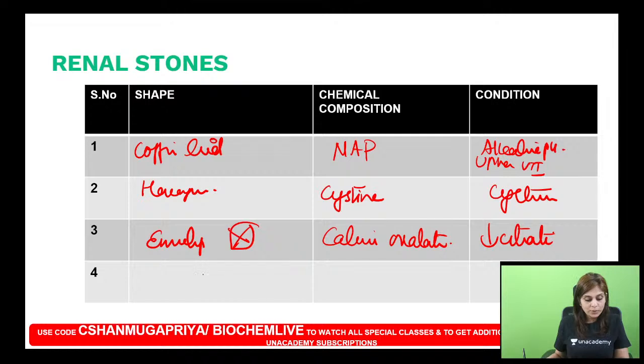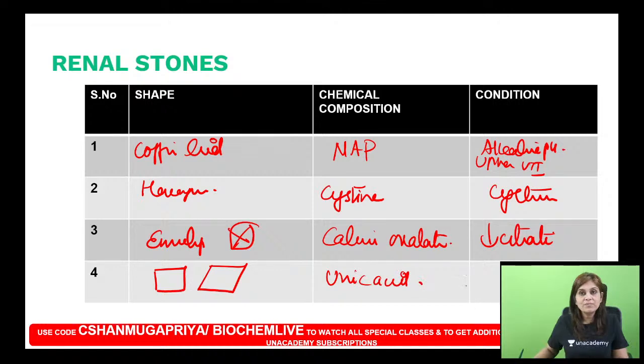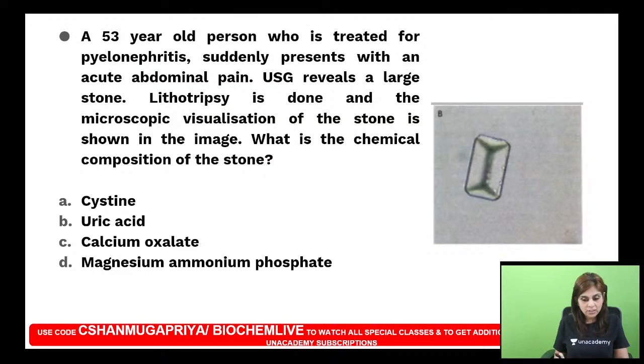And the last one is rectangular or rhomboid crystals. Their chemical composition is uric acid. What is the condition when you find this? It is hyperuricemia. Okay, so that's all about renal stone images. So the coffin lid appearance is seen in magnesium ammonium phosphate.